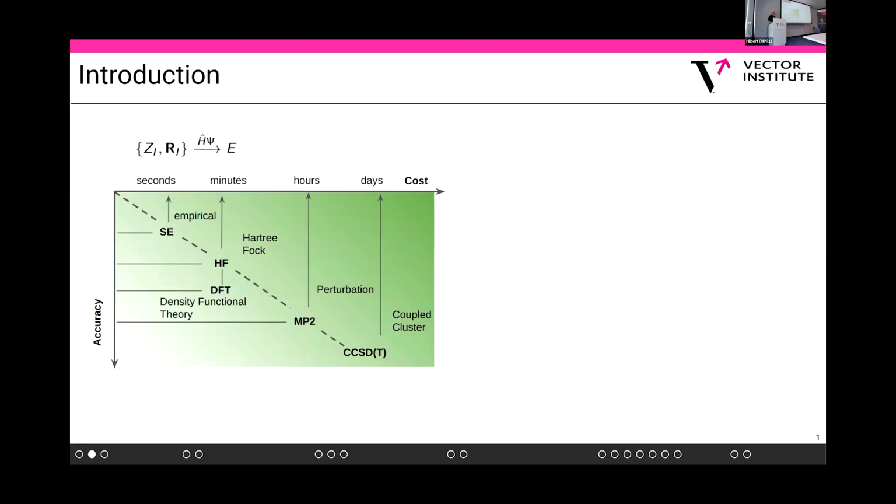Yeah, here that's the same figure you saw in Anatole's talk. So you have the accuracy versus the cost. Here's a Pareto front of the empirical Hartree-Fock perturbation theory of the cluster. Above, you have the nuclear charges, the geometry, you solve the Schrödinger equation, you get the energy. And in machine learning, you have the same input, but instead of solving the Schrödinger equation, you train your model, do the predictions, and then you end up down here. So hopefully.